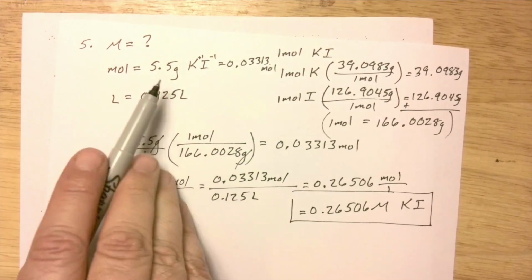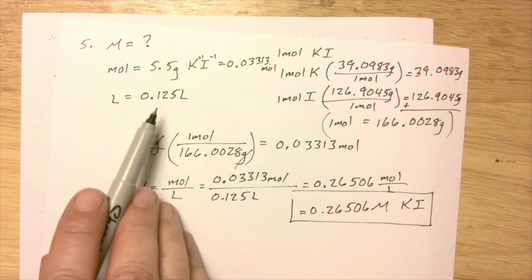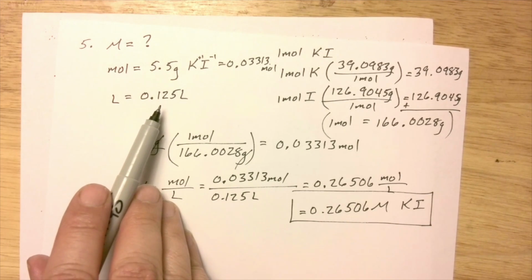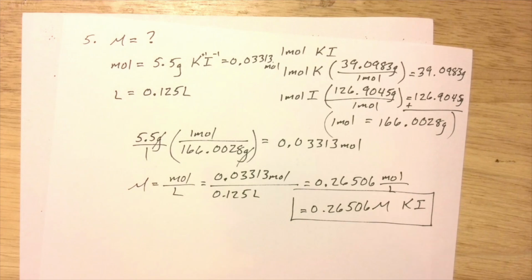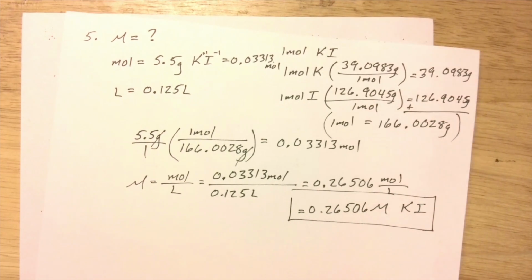So if you dissolve 5.5 grams of potassium iodide in 125 milliliters of water, or 0.125 liters of water, this will be the concentration of the potassium iodide. And basically what that means is that for every 1 liter of potassium iodide solution, you would have that many moles of potassium iodide dissolved within it. All right, let's move on to the next one.